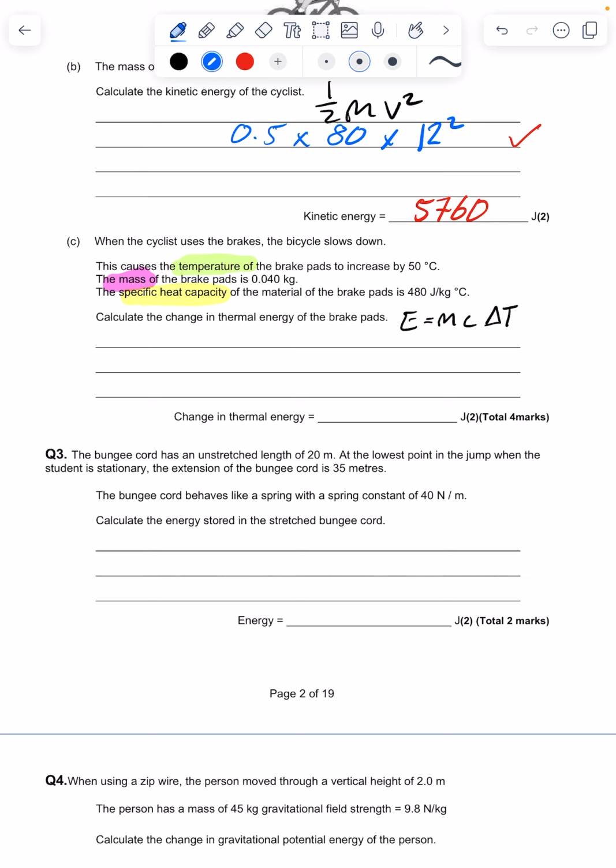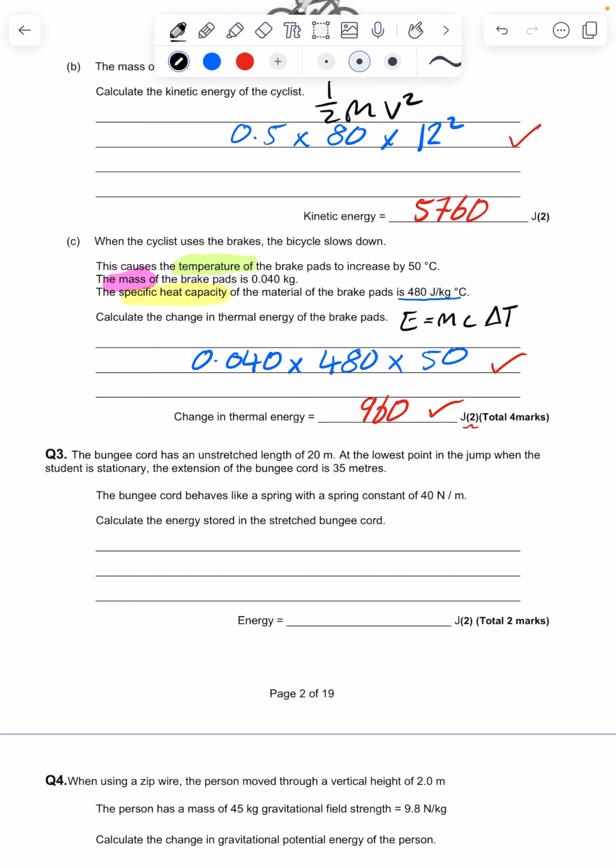What's the mass? Well, the mass is 0.04 times the heat capacity. That's 480, it tells us just here. And the change in temperature: it's increased by 50, so that's our change. There are no more conversions that we have to do there. And we can then plug that into our calculator and we'll get an answer of 960. So it's 2 marks available here, 1 mark for the correct answer and 1 mark for the substitution of the numbers. No rearrangement needed.